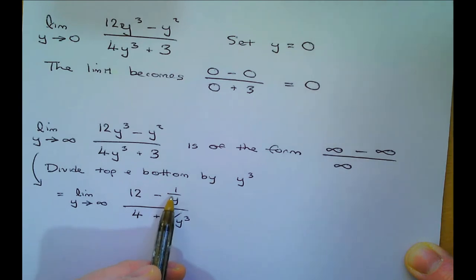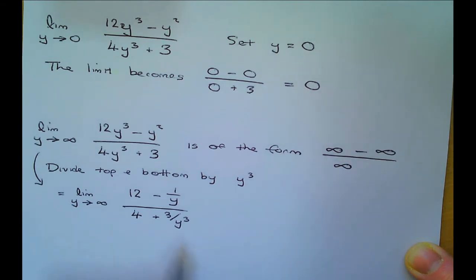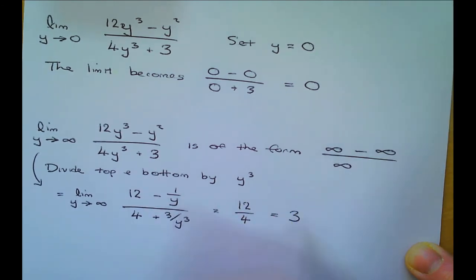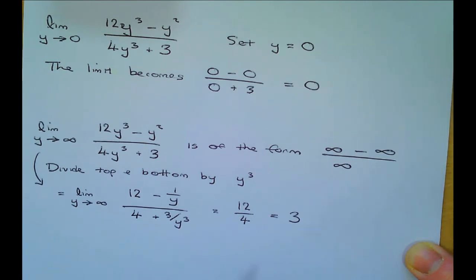And now, as y tends to infinity, this minus 1 over y will become very small. 3 over y cubed will become very small. We get 12 over 4, which is equal to 3. So the limit going to 0 is equal to 0. The limit going to infinity is equal to 3.